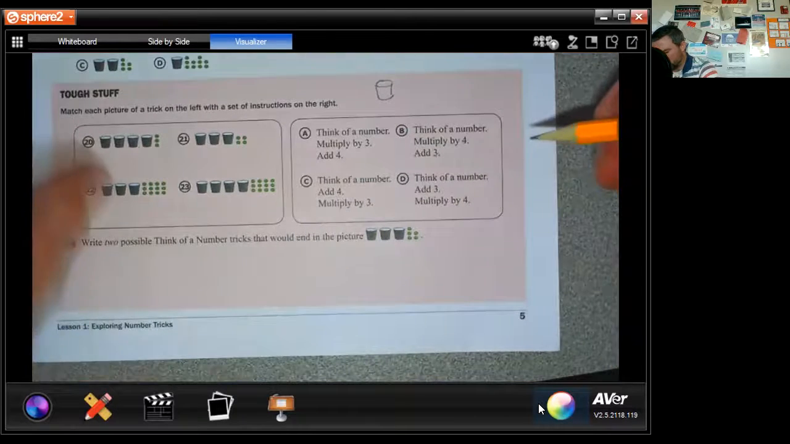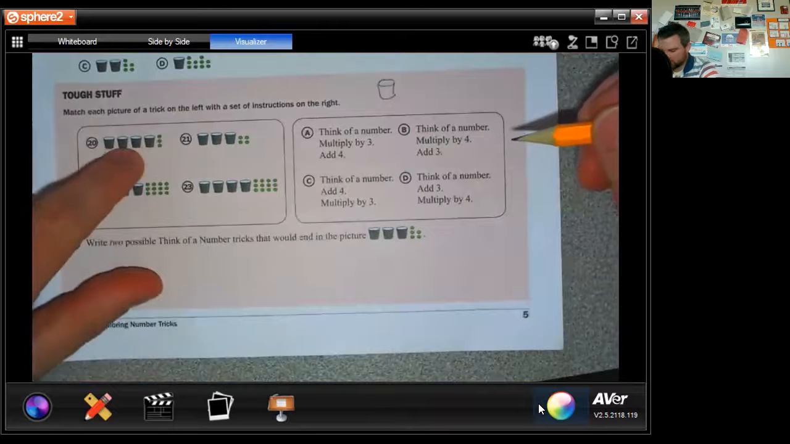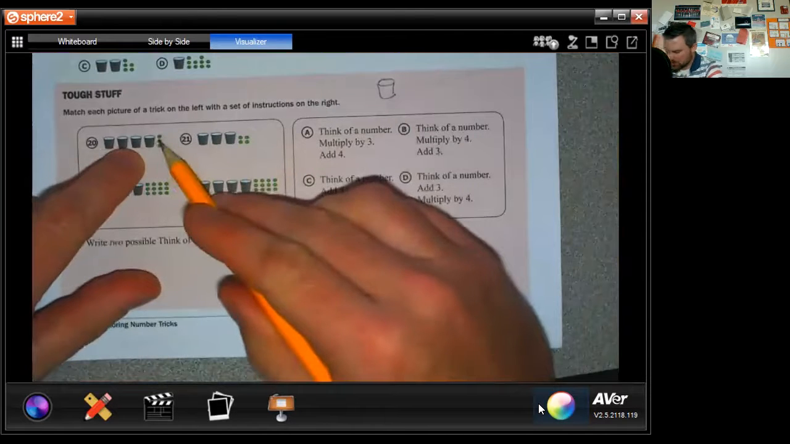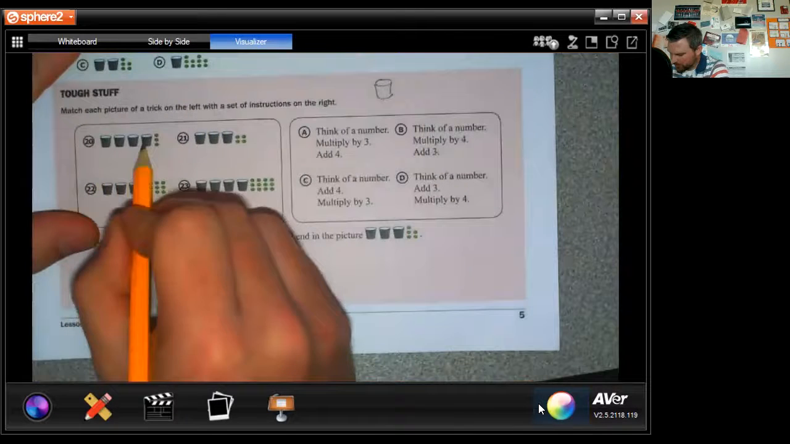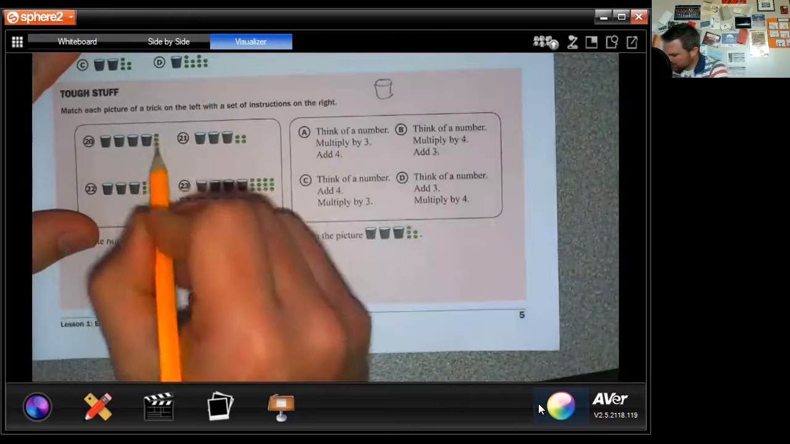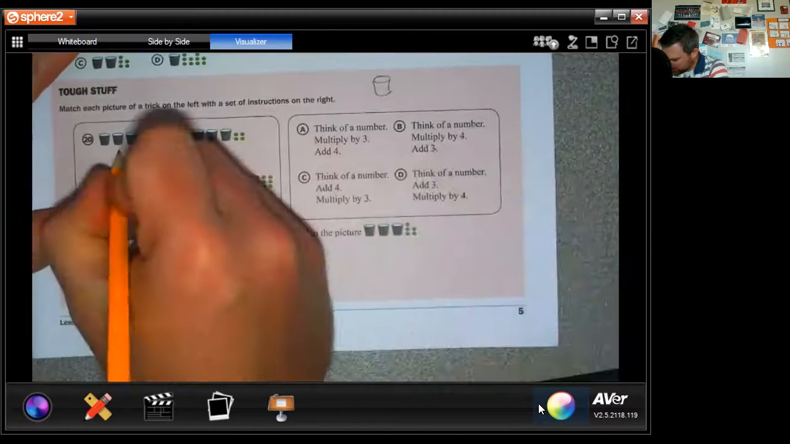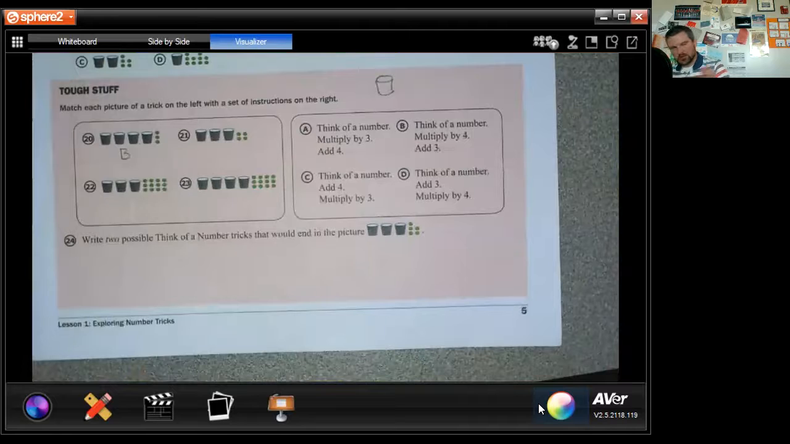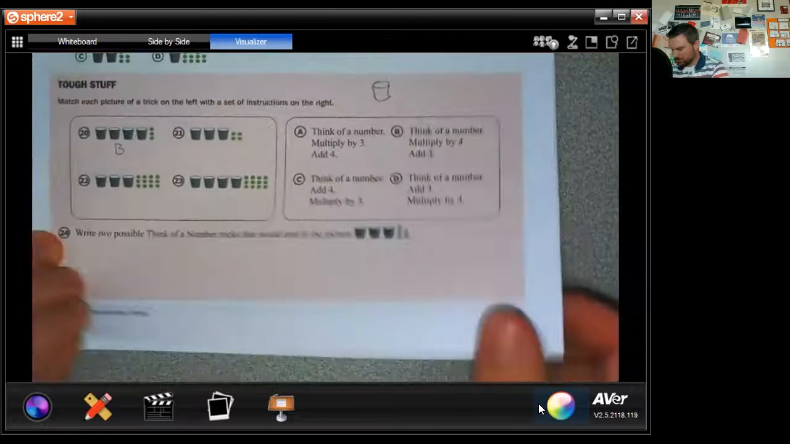Well, I have 4 buckets here, but I don't even have 4 dots here. So I know that I had to multiply here before I added. So I multiplied by 4 and then added 3 dots. So this is actually B. Okay? All right, we're going to stop there. I want you to go ahead and finish this up.